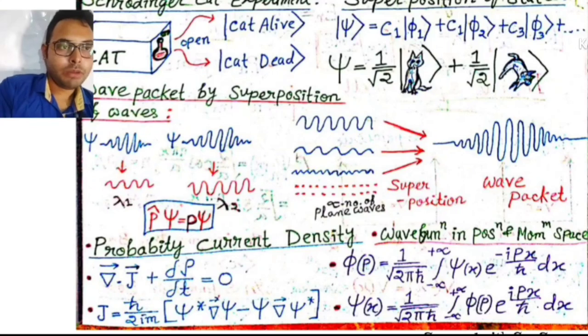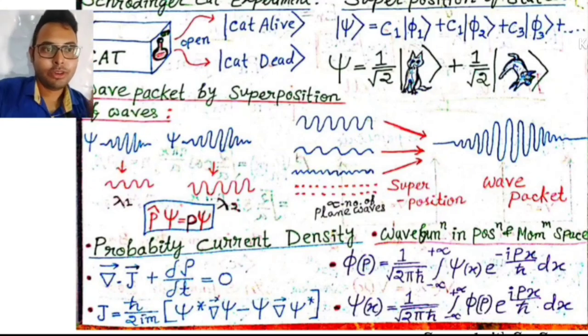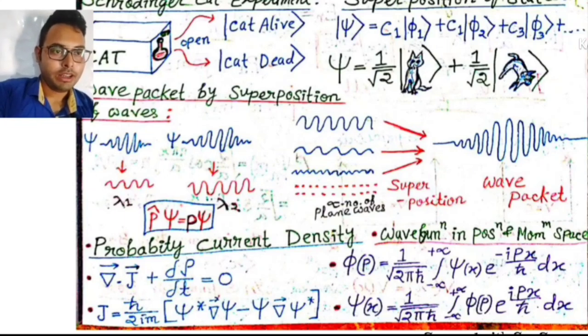Then the wave function in position and momentum space. We can write the wave function in momentum space also. In momentum space, psi p is equal to 1 by root 2 pi h bar, integration from minus infinity to infinity of psi x e to the power minus i p x by h bar dx. And in position space, which we use most of the time, psi x is equal to 1 by root 2 pi h bar, integration from minus infinity to infinity of psi p e to the power i p x by h bar dp. If you remember one formula, you can write both of them.